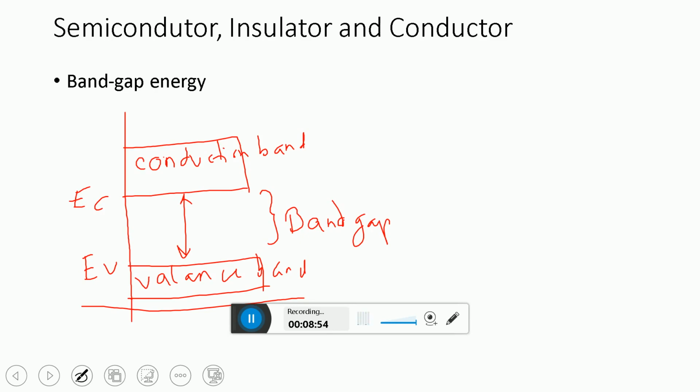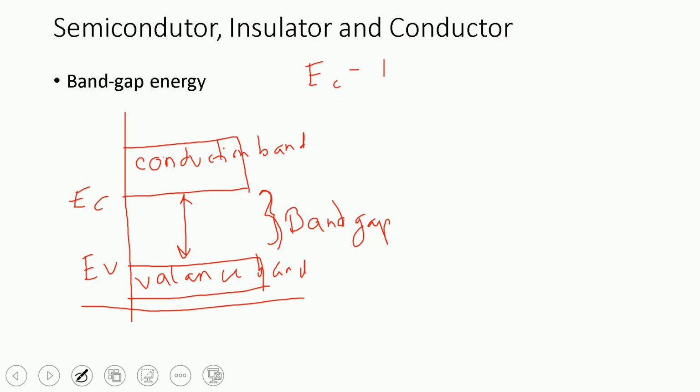So we have the valence band and the conduction band, and also the band gap energy. This energy is the band gap energy, which is given as EC minus EV, that is equal to EG. So the energy gap between the conduction band and the valence band is known as the band gap energy.